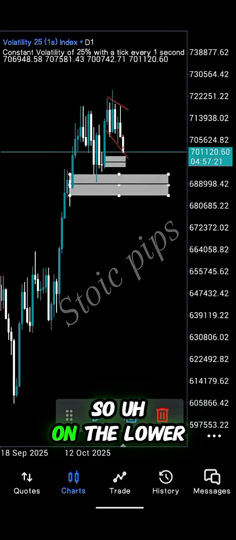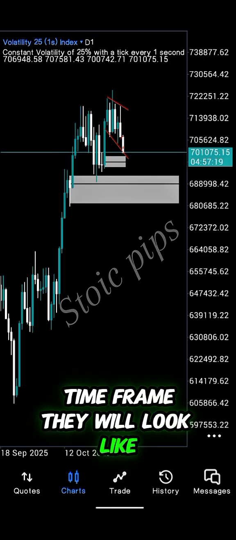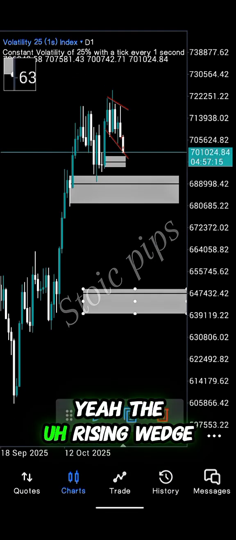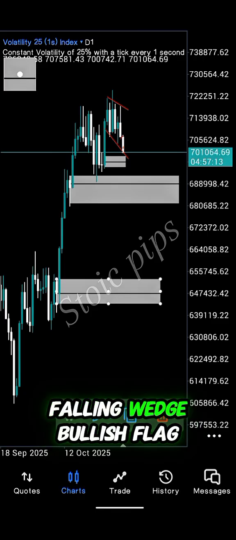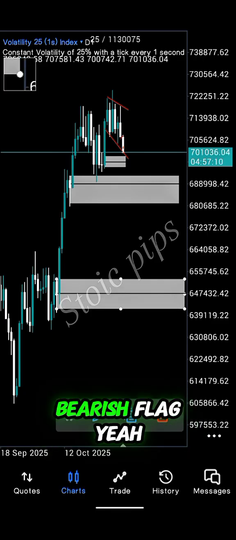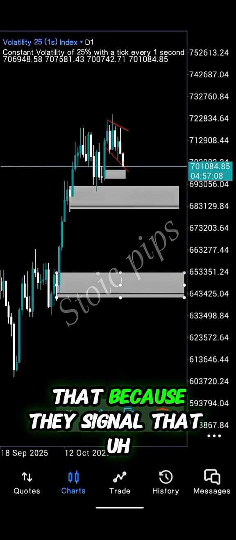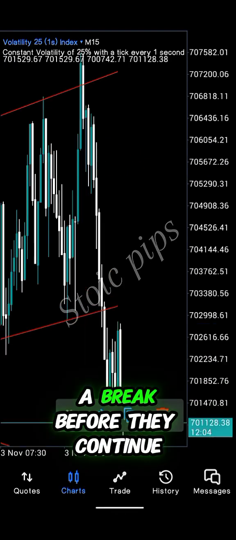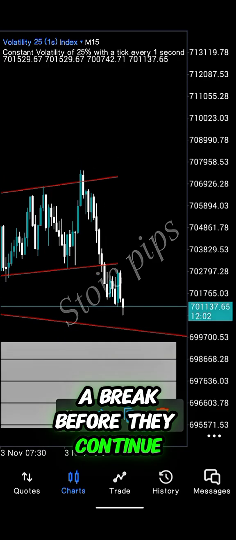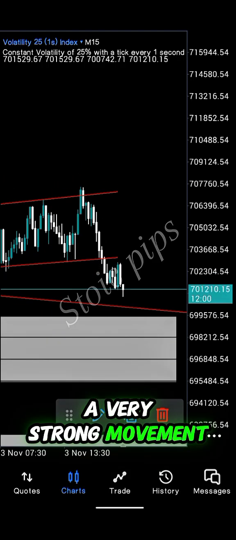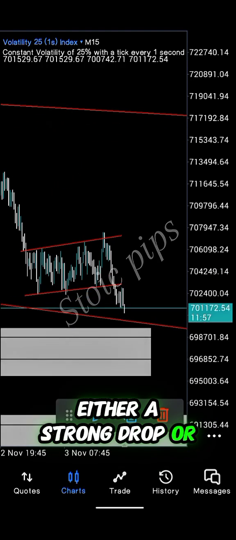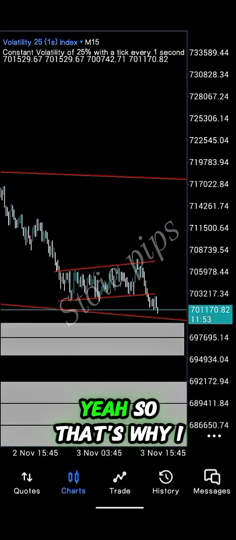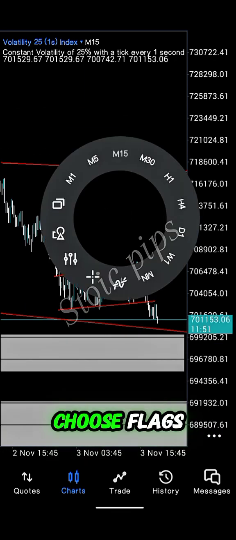So on the lower time frame, they will look like chart patterns. Yeah, the rising wedge, falling wedge, bullish flag, bearish flag. That's why I trade that, because they signal that buyers or sellers are taking a break before they continue a very strong movement, either a strong drop or a strong continuation or a strong reversal. So that's why I choose flags.